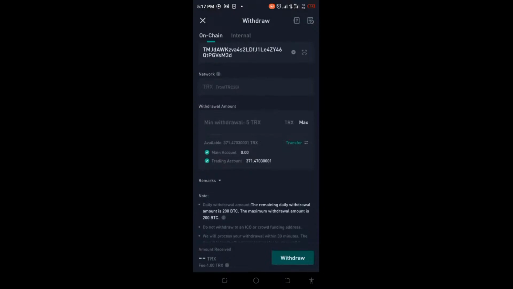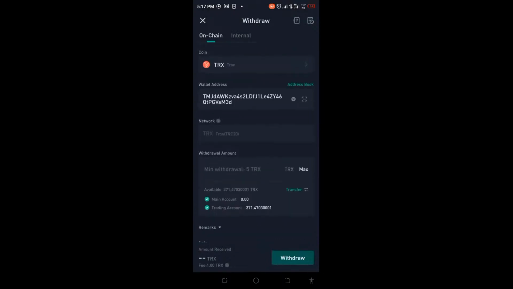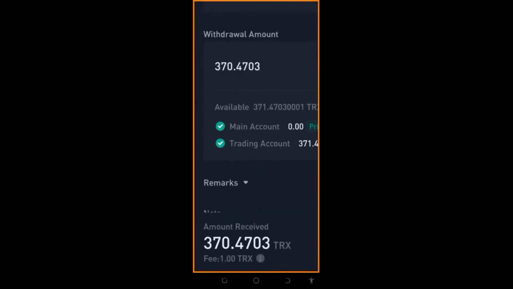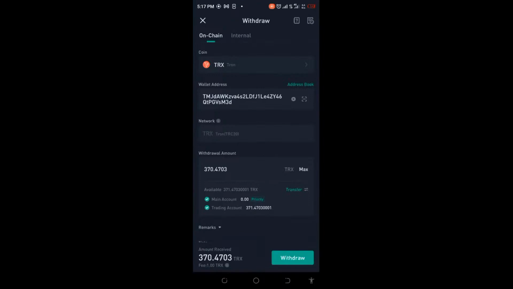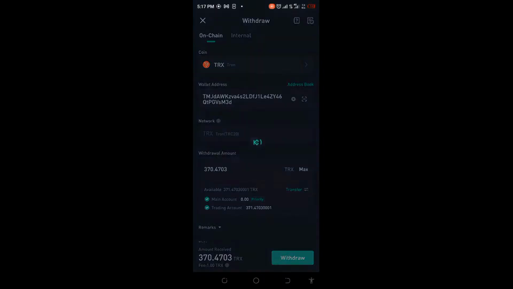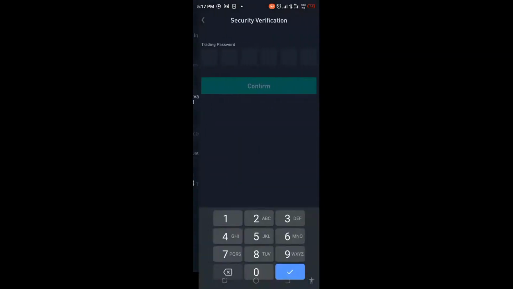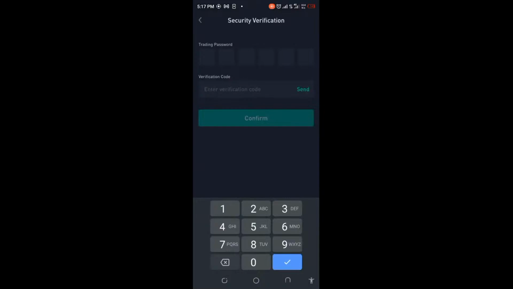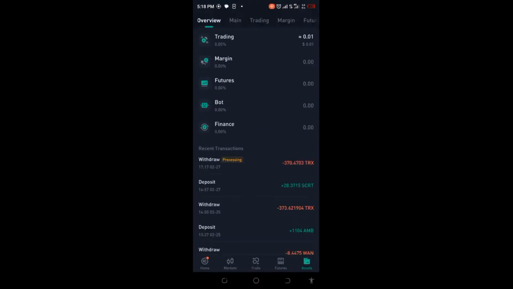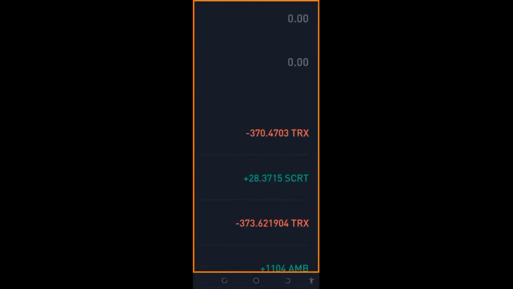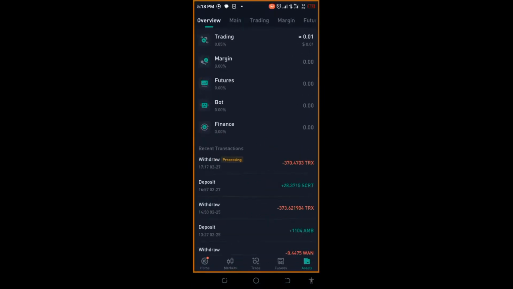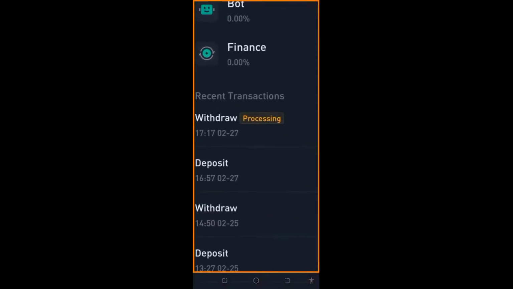Okay, and then I hope everything is in. Okay, max, everything. Of course, it's going to take its own delivery fee, which is 1 TRX, okay? So that's what it's going to give us. Let's now click on withdraw. Yeah, we're putting in all the verifications and we'll be back. Okay, so currently it's processing. As you can see, it's processing.